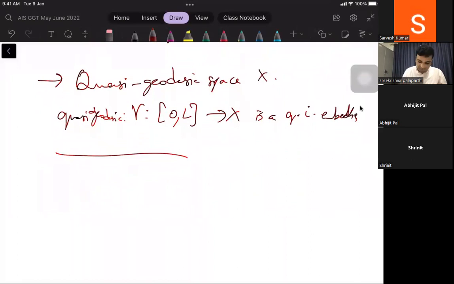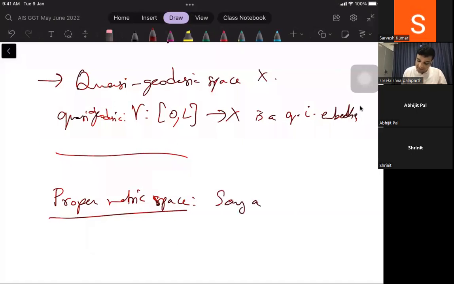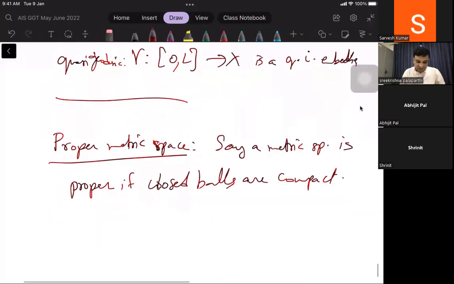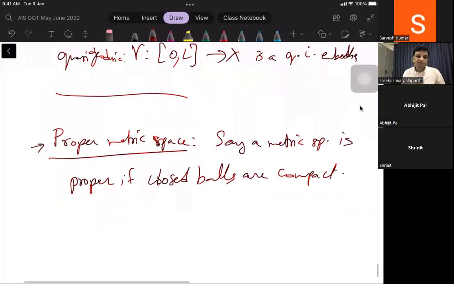Okay, so we need the following definitions. A proper metric space. You say a metric space is proper if closed balls are compact. I'm just loosely stating these definitions. Okay, but one studies these proper metric spaces, and then properly discontinuous action.